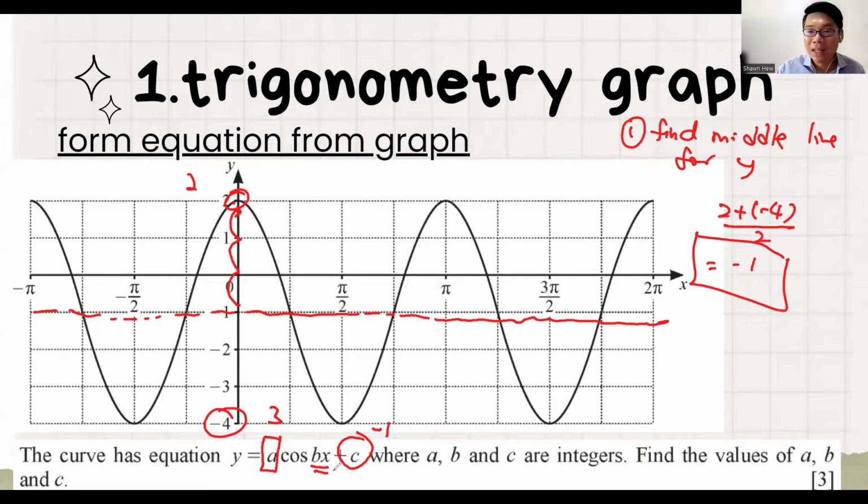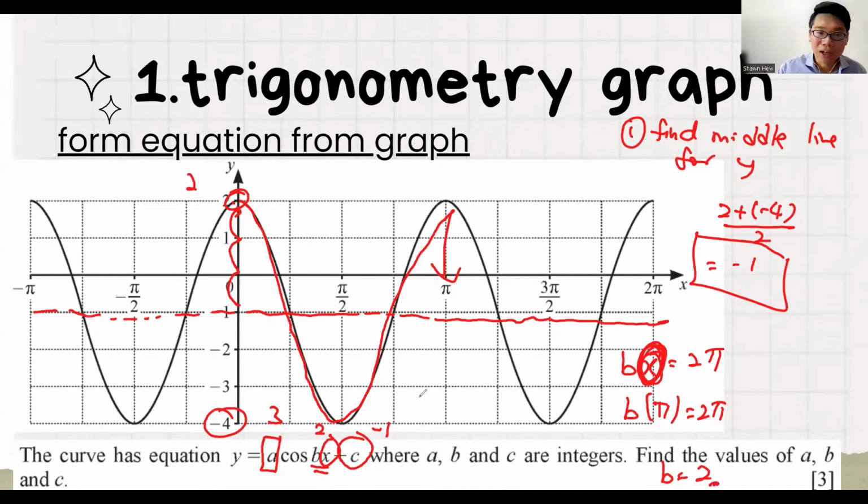And then how about Bx? We know that this x is one complete cycle of your graph. So we know that Bx is always 360 degrees, which in radian mode is 2 pi. In this question, they give you one complete cycle is pi. So we fit in pi here, and you can confirm B is 2. So I just write down 3 cos 2x minus 1.